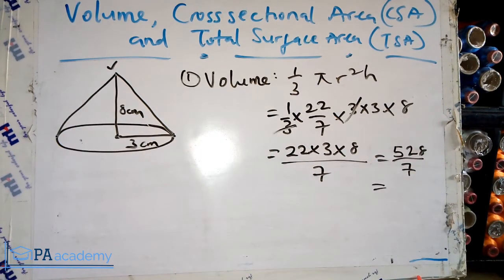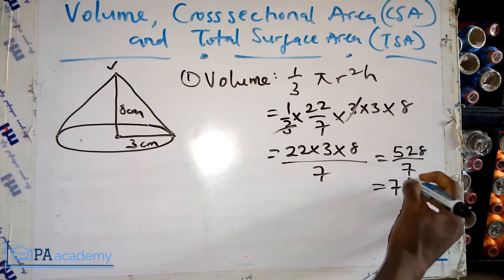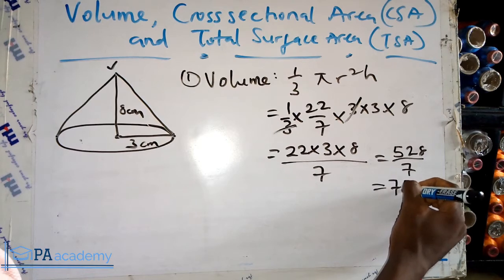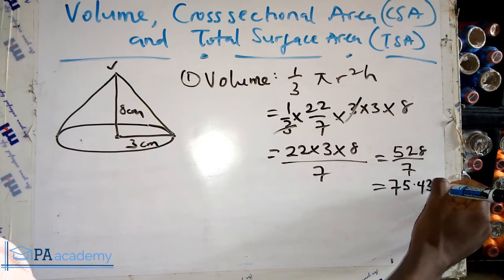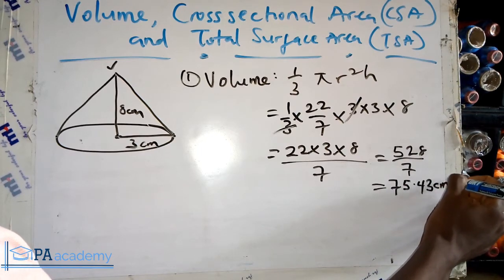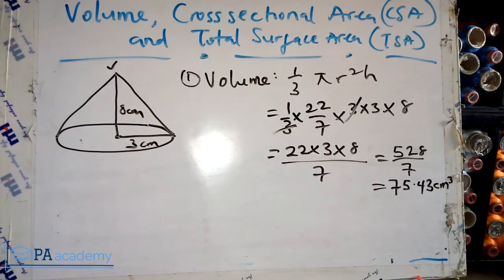divided by 7. That will give us 75.43. And don't forget your units, centimeter cube. Don't forget your unit, it is very important. So now we've been able to get the volume of this cone.